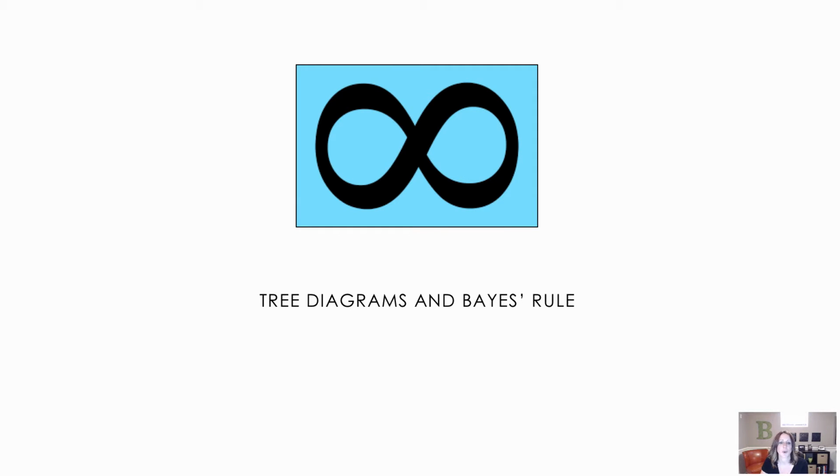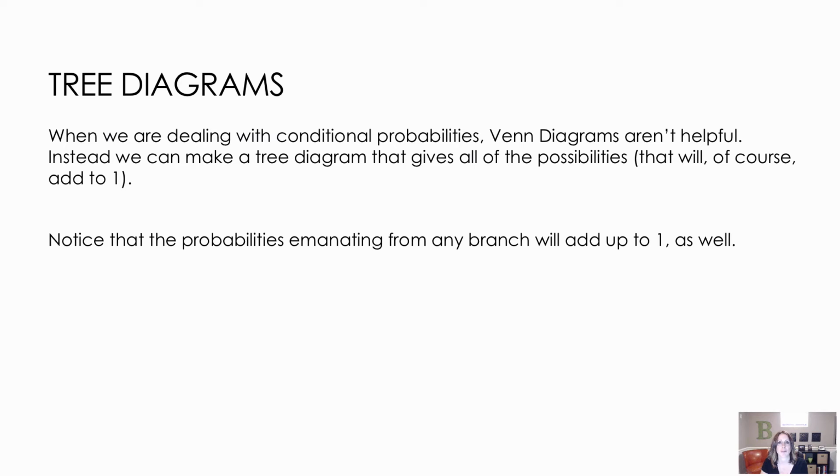For our last lesson this week, we're going to talk about tree diagrams and Bayes' rule. We actually made tree diagrams before when we were designing experiments. This is going to be a little bit different because we're going to have values on the branches of the tree that we will then end up multiplying. So let's take a look at when I would use a tree diagram.